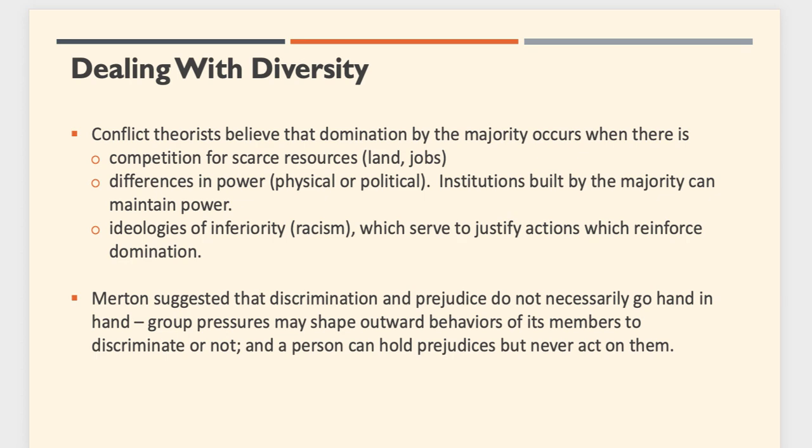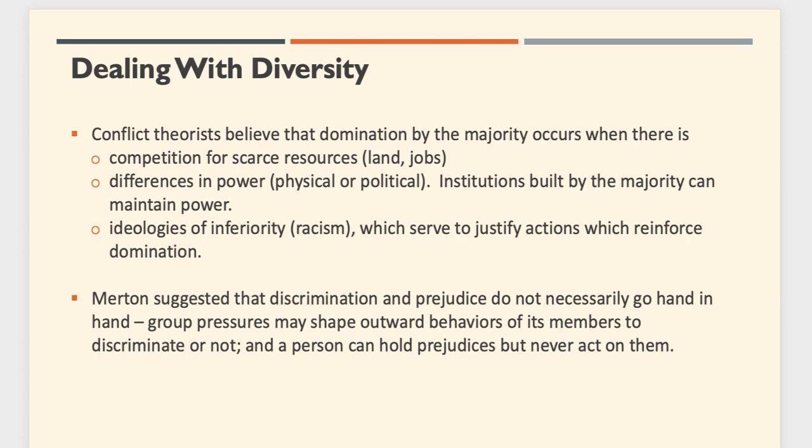Now, conflict theorists, who really relate to socialist theory and Marxism, believe that the domination by the majority occurs when certain conditions exist. One is a competition for scarce resources such as land or jobs, and then differences in power, both physical power and political power. The majority is able to establish and maintain that power because they're the group that has developed the institutions.